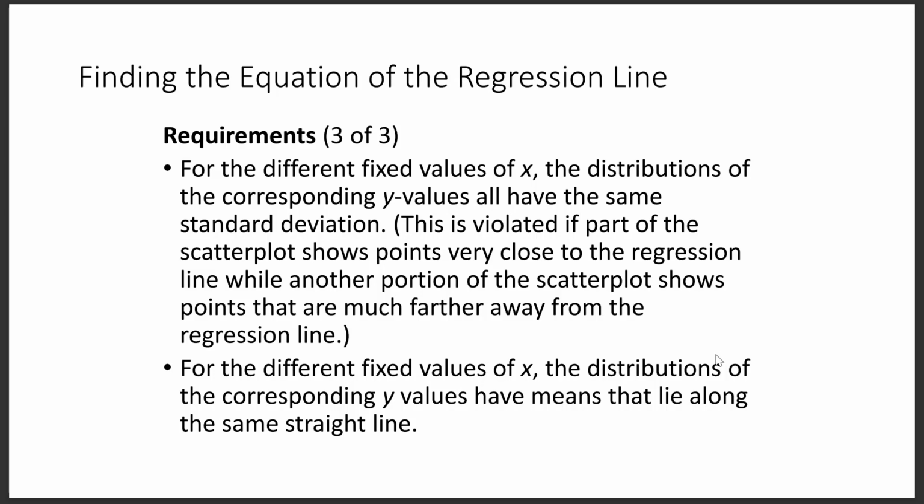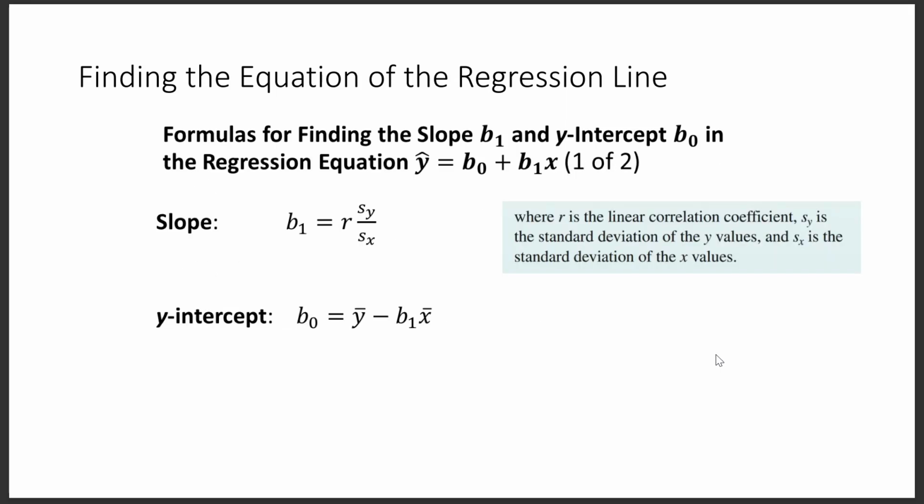Here are two different requirements in this section. For each different fixed value of x, the distribution of the corresponding y values all have the same standard deviation. That's one of the requirements. And another one is that for each different fixed value of x, the distribution of the corresponding y values have means that lie along the same straight line. So these are the requirements whenever we try to find the regression line.